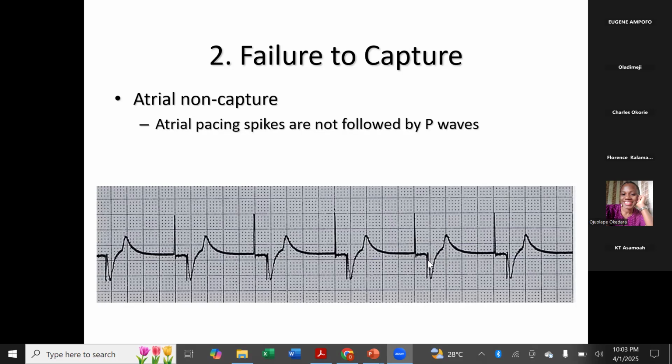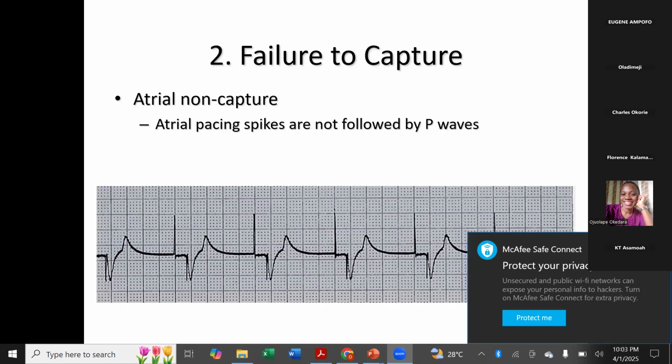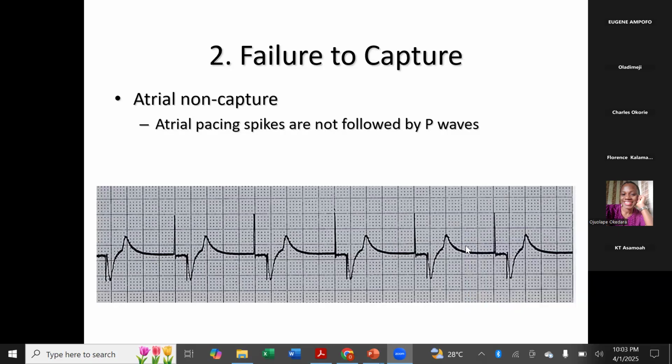So this means that it's either the atrial lead that's dislodged, or the threshold for the atrium. There's just a problem with the atrial lead. So that is a failure to capture the P wave in this patient.